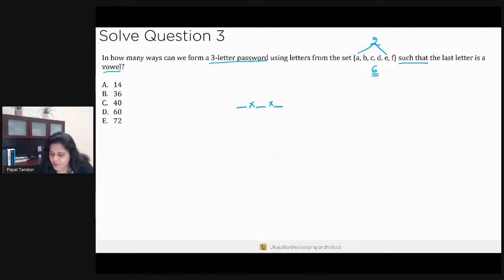What are my options? For the first one, I have 6 options, 6 letters to choose from. Second one also, I have 6 letters to choose from. For the last one, I have only 2 letters to choose from. So my correct answer over here is 72. Now, there are a couple of you who selected some other choice over here. Well, let's see. Almost everyone selected choice E. So that's good.